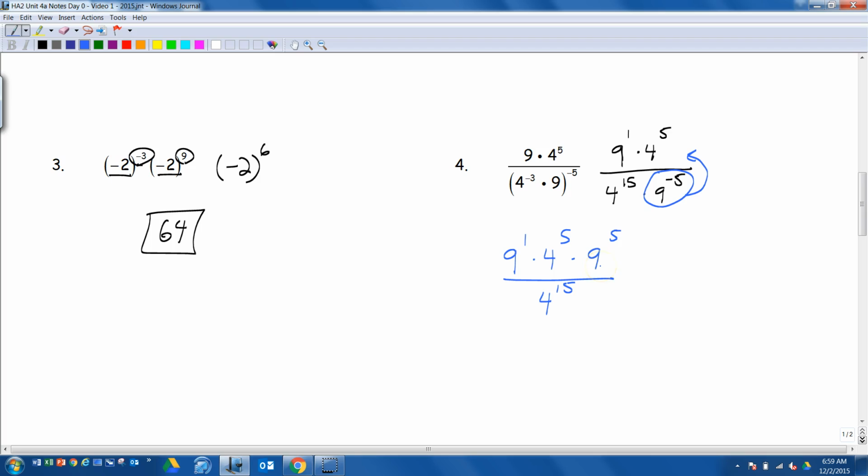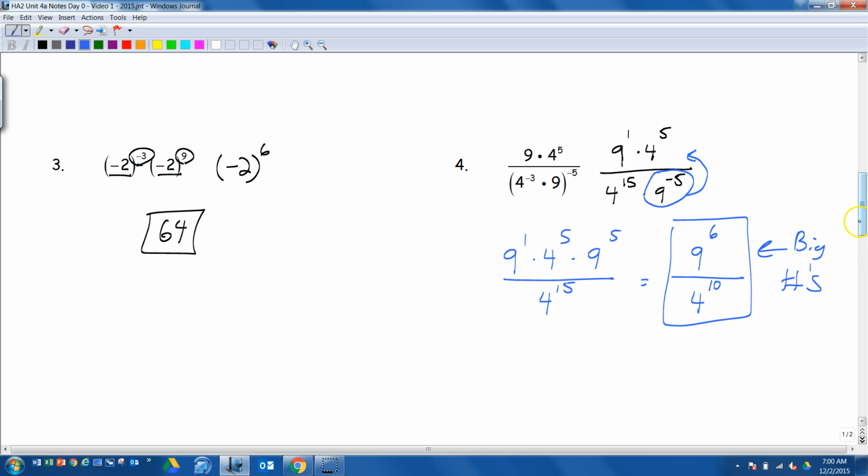And now we can use our power properties. We have 9 to the 1st and 9 to the 5th on top. If you multiply the bases, you add the exponents. So we have how many 9s on top? We have it to the 6th power now. Here you can subtract, or you can think about, well, which one's bigger? There's 15 on the bottom and only 5 on top. You can cancel out and be left with 4 to the 10th power. Now, if you type these up in your calculator, you get very big numbers, so we're going to leave it like that. Big numbers. We don't want to actually write them out.